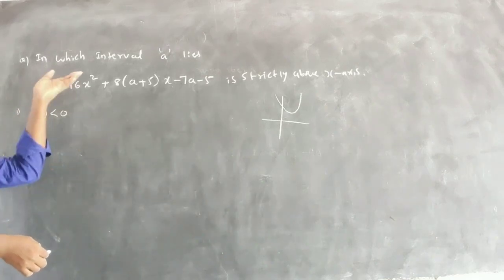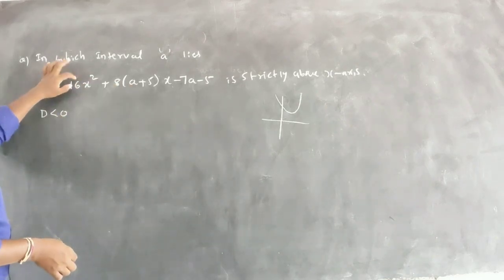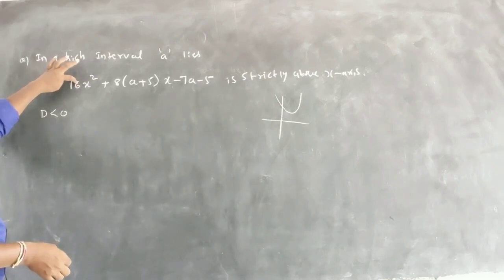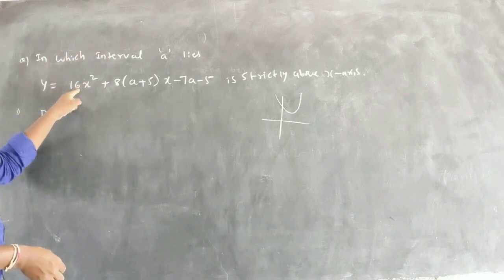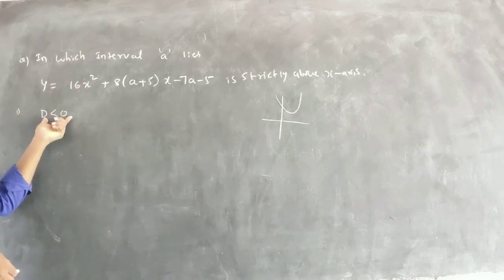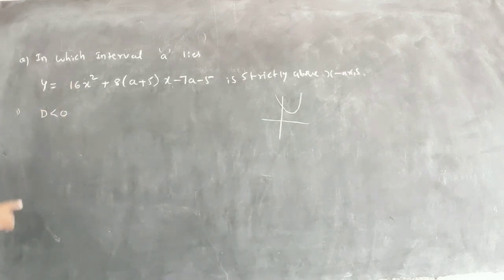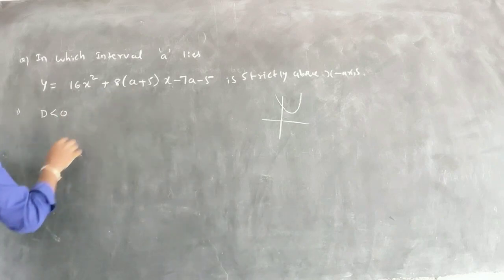So now, above the x-axis is said. Suppose they given a into x square, then at that time we will write a greater than 0 as one condition. But if it is a number, we will go for only d less than 0. So what do I get when d is less than 0? D less than 0 means b square minus 4ac. This is b, that is 8 into a plus 5.